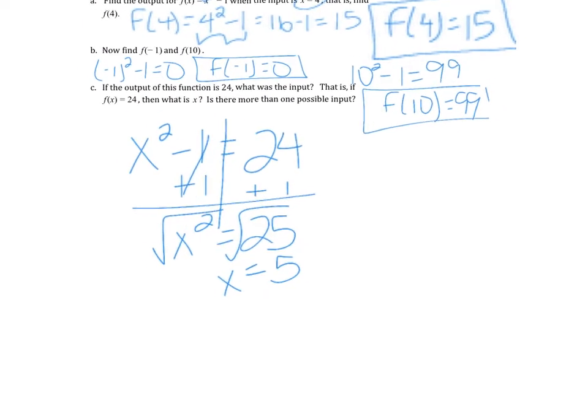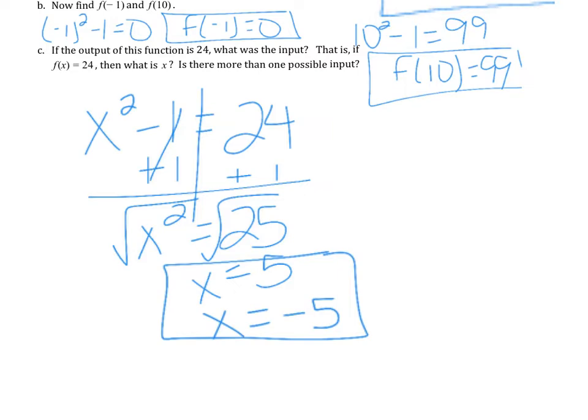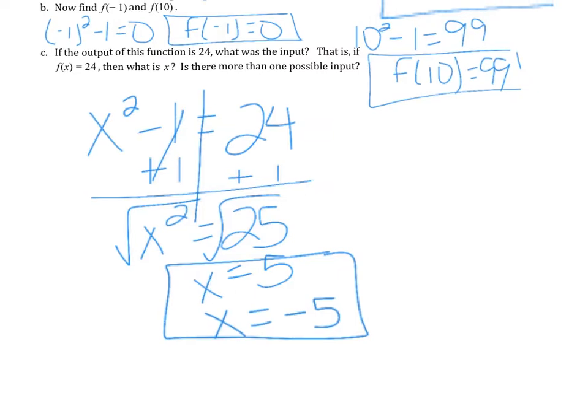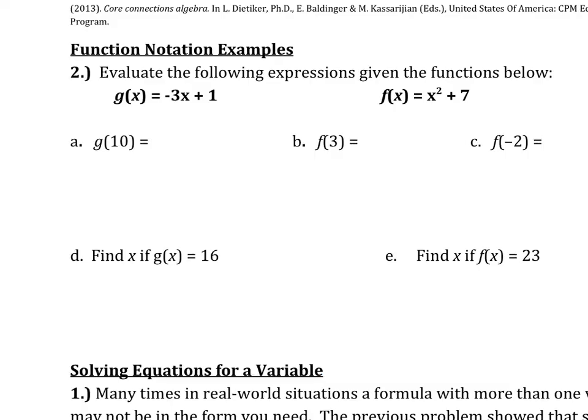Now, it says, is there more than one possible input? There are. X could be 5 or X could be negative 5. Both of them, when plugged in, would give you 25 minus 1, which is 24. So the rest of the notes for this are going to be dealing with function notation examples. And this is kind of what you're going to be seeing when you go to do IXL Q7.